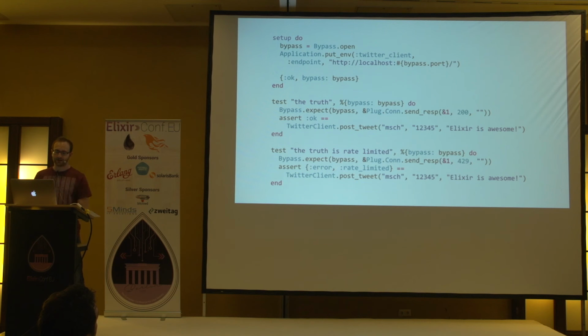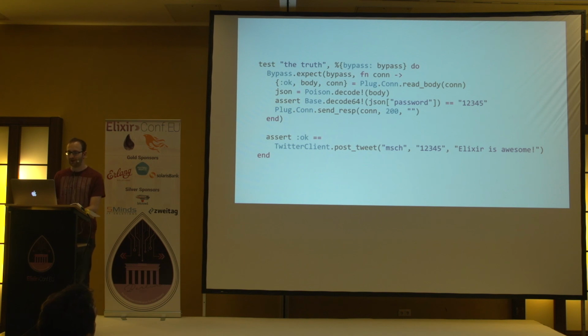Then I just call my Twitter client, which will now connect to Bypass, which will call this function, which in this example is really simple. It just is like, yep, 200, OK. And in the example further down, it's just like HTTP 429 rate limited. Can't do that. Really simple.